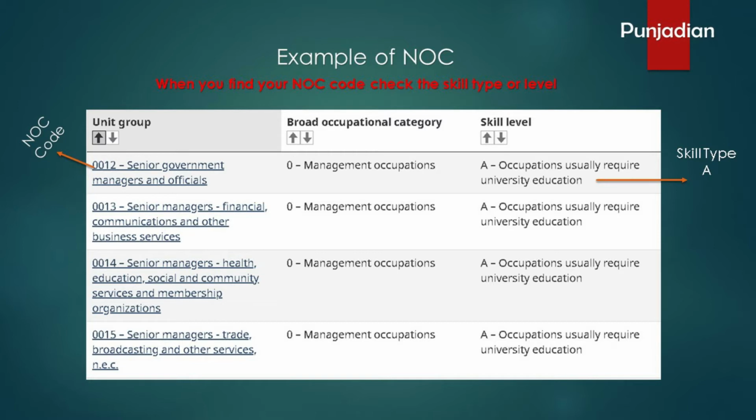Let us now see an example of an NOC. When you find your NOC code, check the skill type or skill level. In this example, the NOC code is 0012 and the skill type is skill type A.